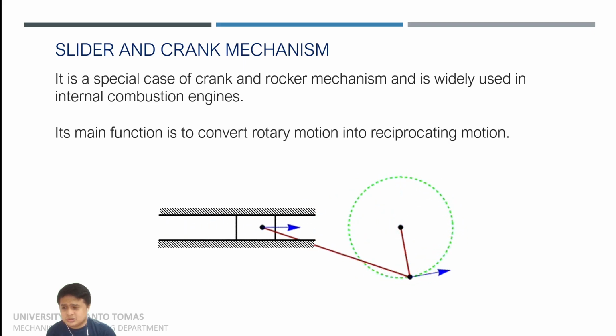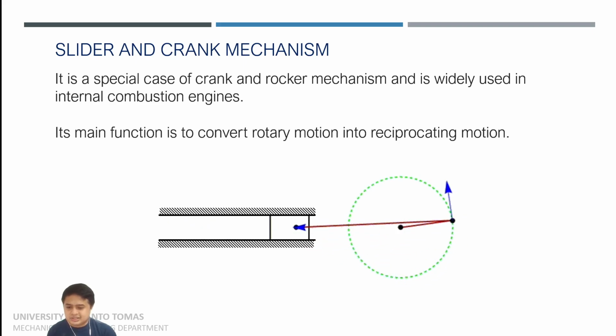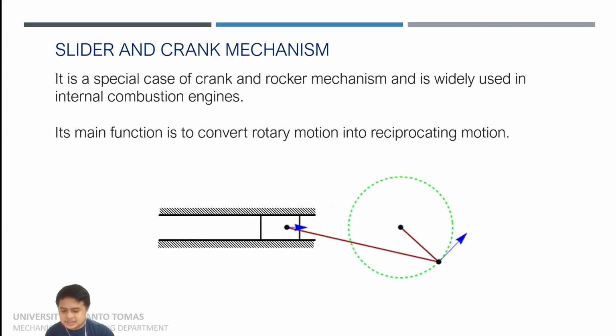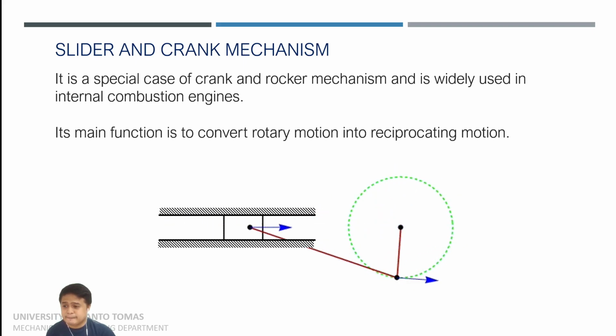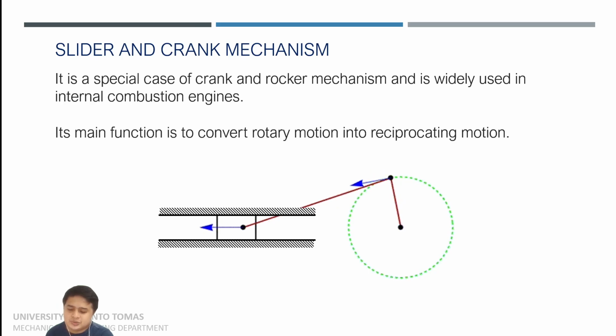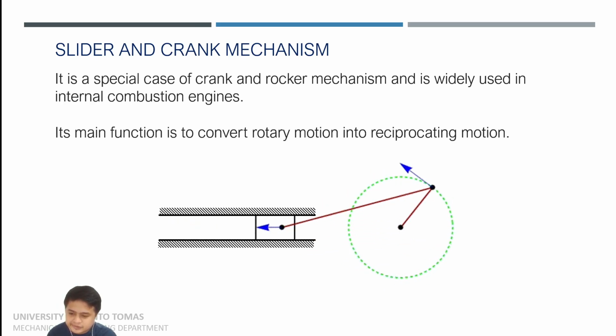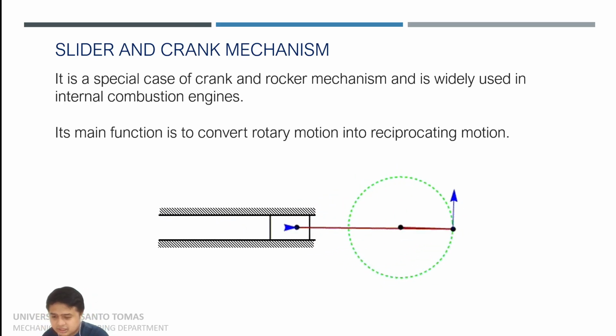So this is called a slider and crank mechanism. You have a slider, this block here that slides through this slot here, and then you have a crank, the crank that drives this mechanism. No? Usually we utilize this for combustion engines, or internal combustion engines. It's quite important for compressing and decompressing the air fuel mixture.